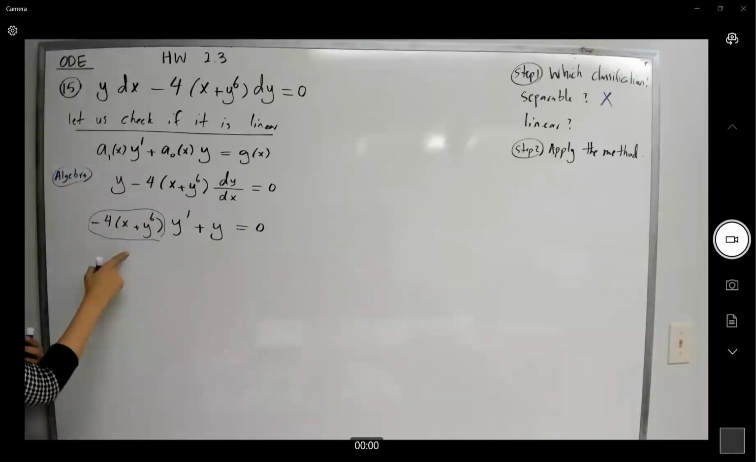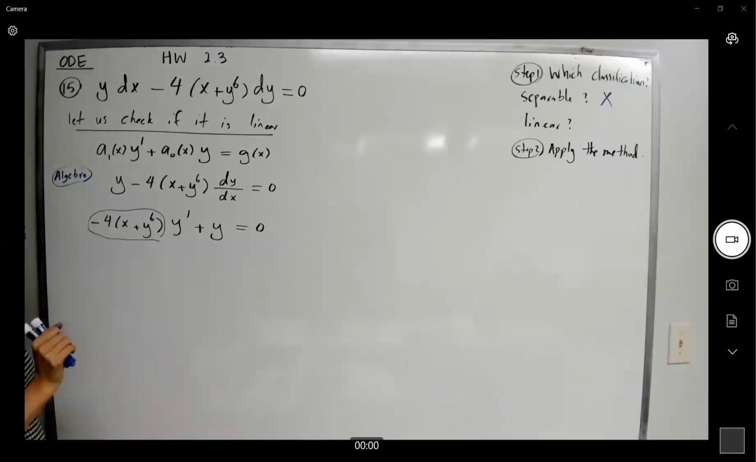You have a term which is a combination of x and y. Here you have y to the power 6. So can we decide if it follows the linear definition? Does it satisfy this pattern? It seems like if we write it in terms of y, then it's not linear. So should I stop?